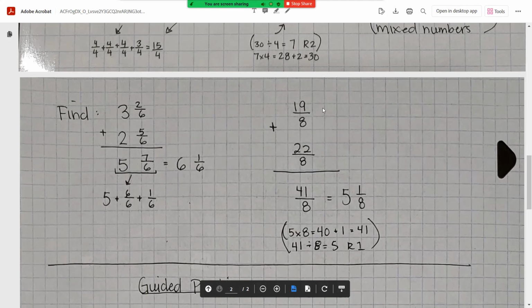Next, I have 19 over 8 plus 22 over 8. So since we have our like denominator, we just write it down. 19 plus 22 gave me 41. Now to figure out how to write 41 over 8 as a mixed number, I need to think how many groups of 8 go into 41. So 5 times 8 is 40, so that's 5 whole, plus that 1 extra piece, my 1/8.